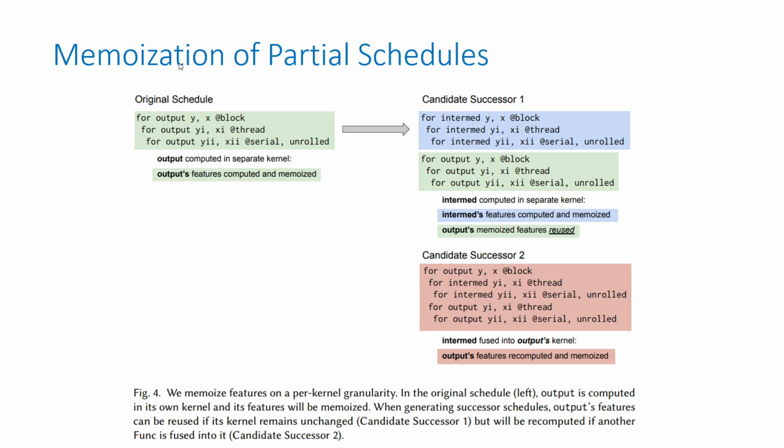So here is an example of memoization. You have a for loop like this, you compute the features and memoize them. Then you have another one that is exactly the same, so you reuse those features for this one and save some computation time. But then after doing some transformation into this intermediate and output, they get fused. Once they get fused, the for loops are not the same. So you have to recompute the features for this.